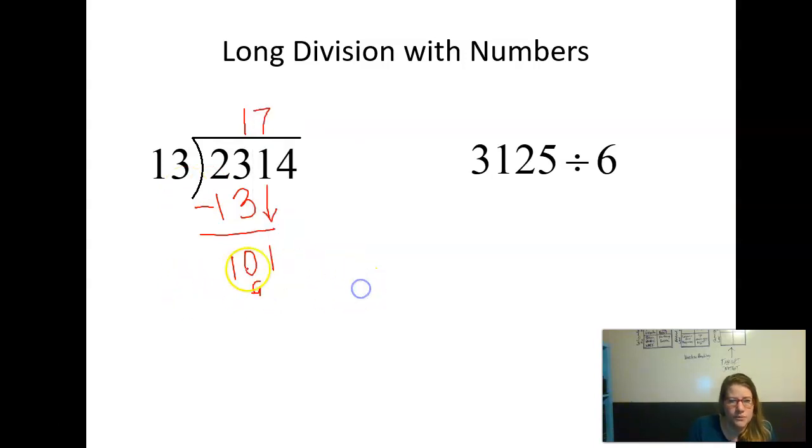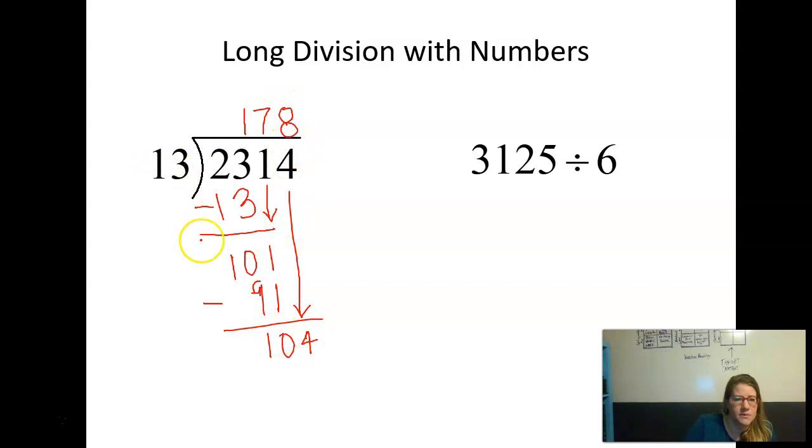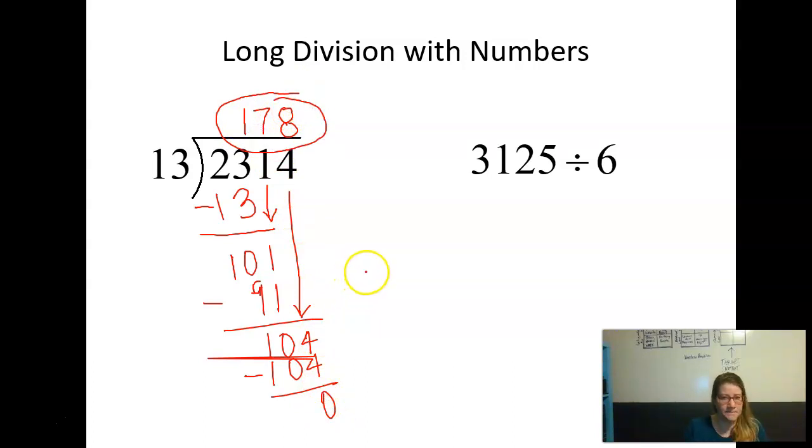91. Now I'm going to subtract that from the number above. 101 minus 91 is 10, and then bring down our next number. So 13 does go into 104 8 times, so we put 8 up here, and 8 times 13 is 104, which I put down here. Okay, and because I get a 0 here at the end, that means there's no remainder. It goes evenly in 178 times, so that would be the answer to that one.